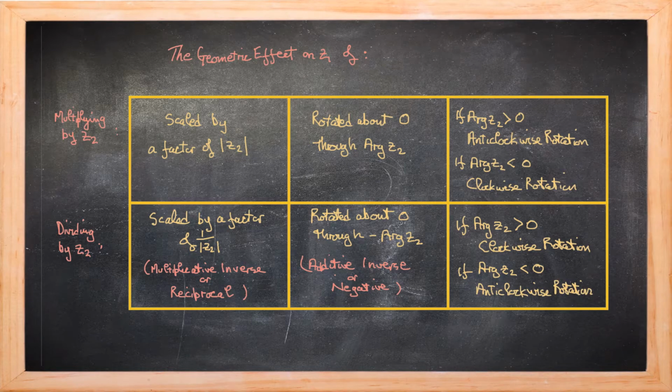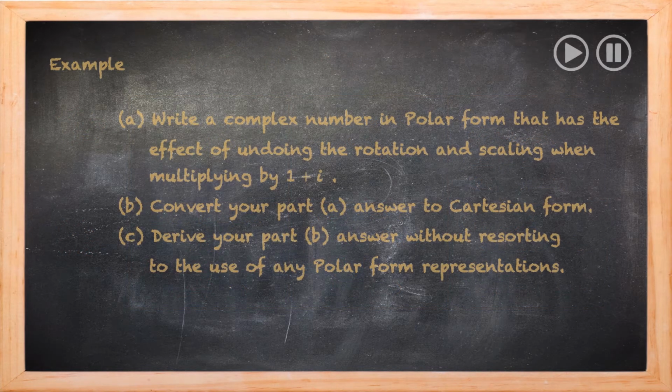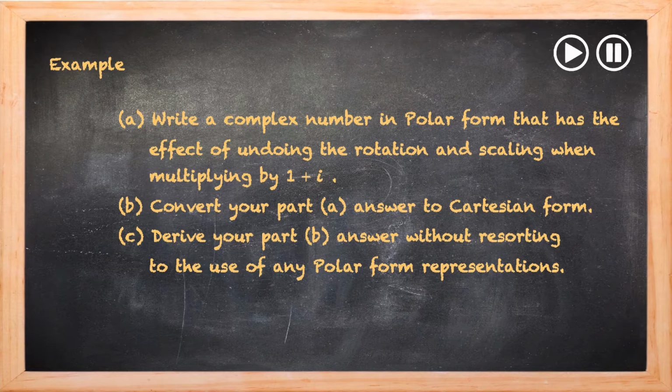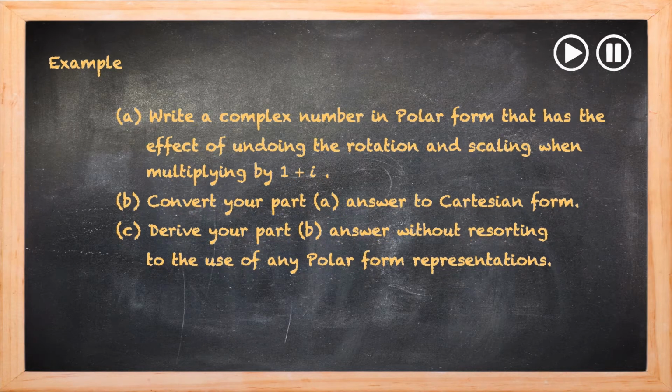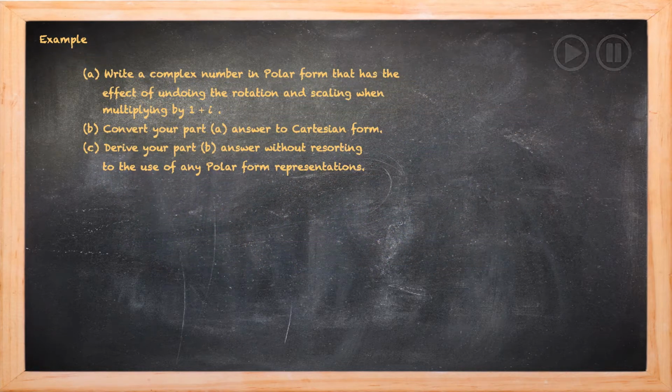So that's a summary of the effects on z1 of multiplying and dividing by z2. So it's now time for you to tackle a problem. I'd encourage you to stop the video at this point and see if you can attempt these 3 parts of this example. So let's have a look at part A.